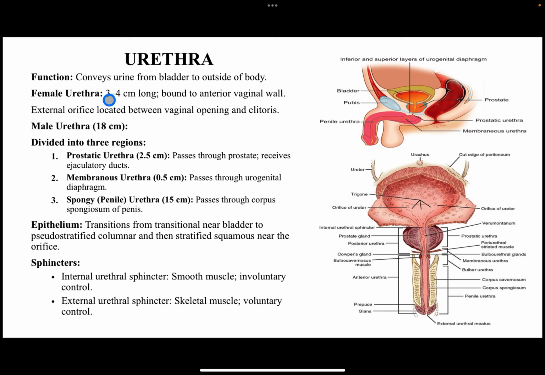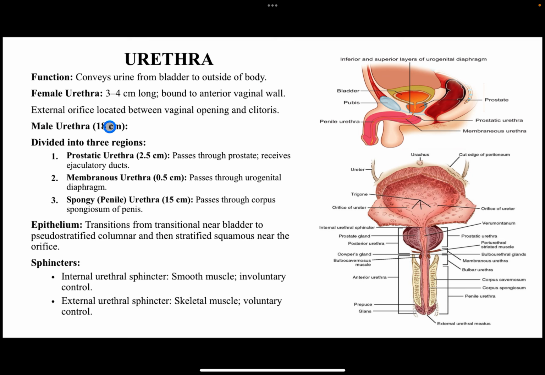In females, it is very short, about 3 to 4 centimeters long, and it is bound to the anterior vaginal wall. The external orifice of the urethra in females is located between the vaginal opening and the clitoris. We will look at that when we are doing the reproductive system.